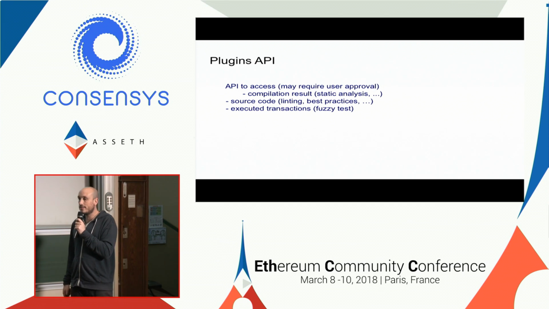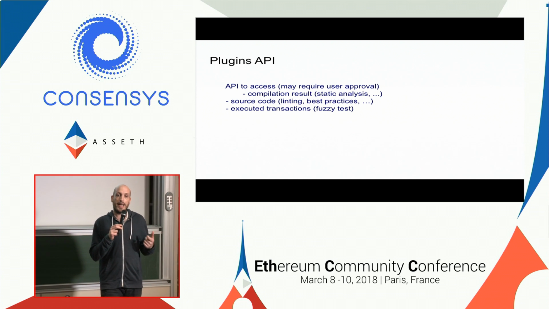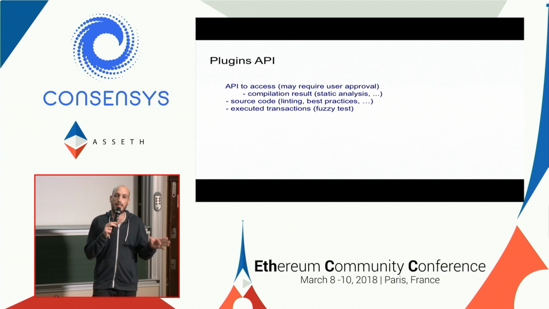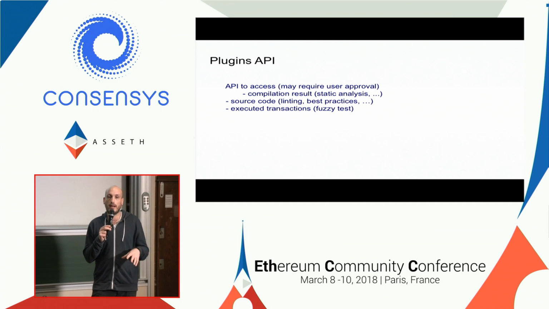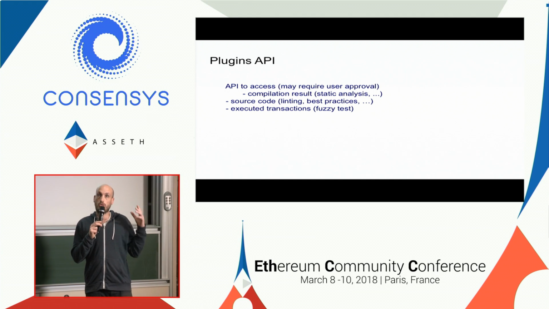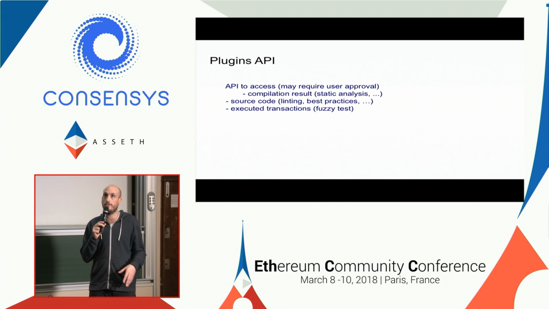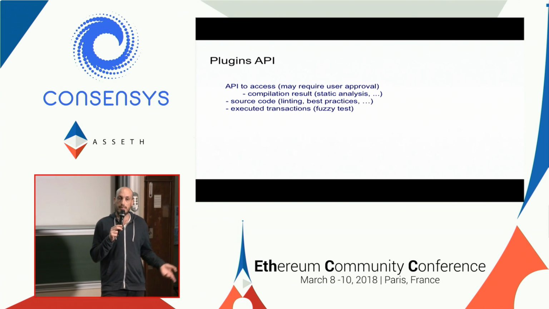What will this API be? Basically, one plugin can access the compilation results to run some other static analysis warnings. One API would be able to analyze the source code of a Solidity contract to improve the linting or just to warn the users about best practices.